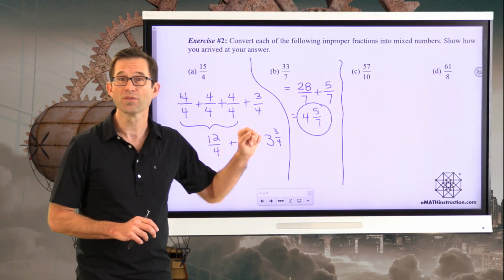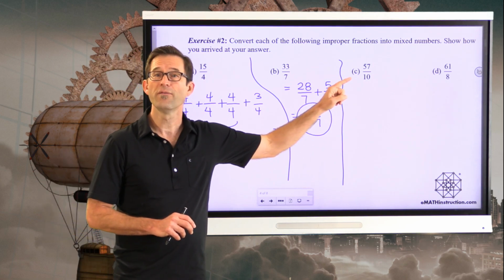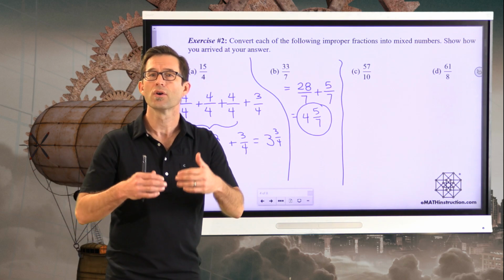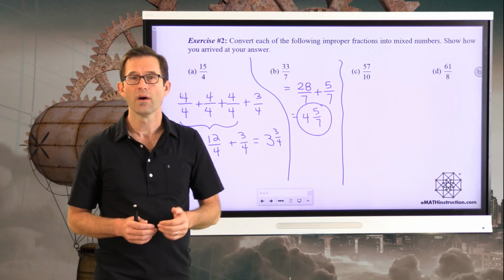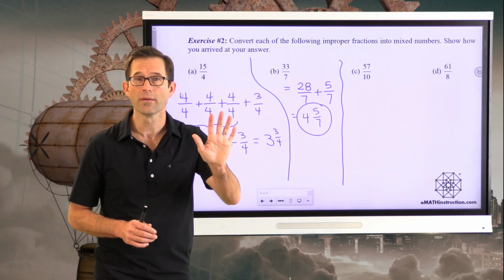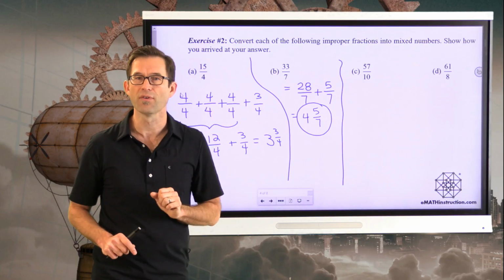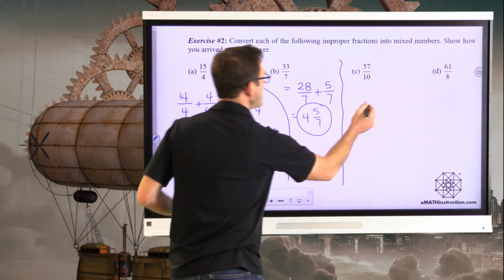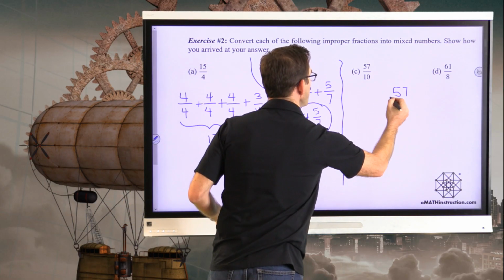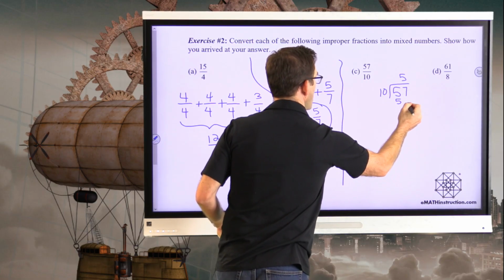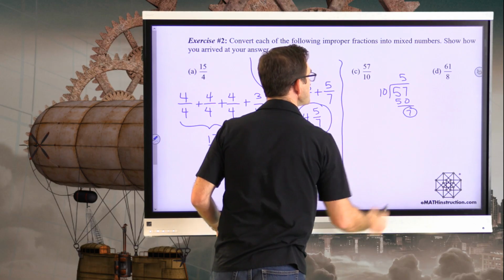So let's try one of those together. Here I have 57/10, right? Well, how many times does 10 go into 57? It goes in 5 times, right? For a total of 50, but then we're left with 7 left over. Right? So if I literally thought about it as 57 divided by 10, I'd have 5 with a remainder of 7.